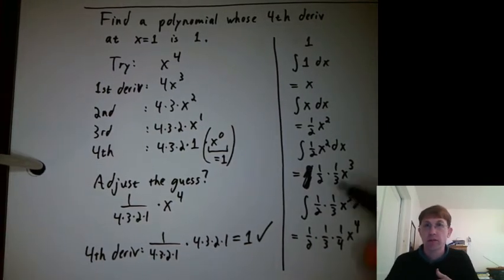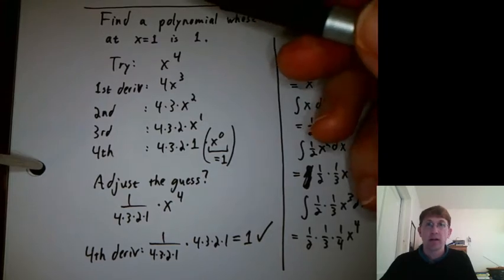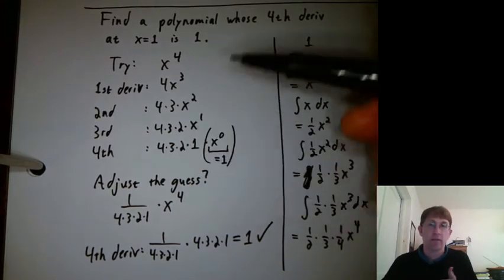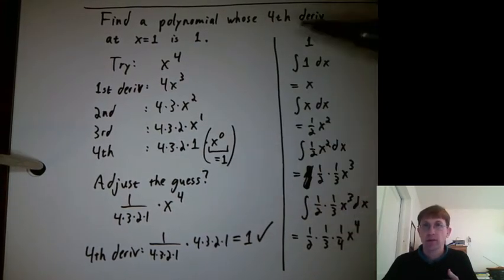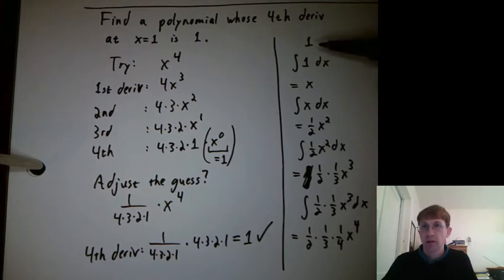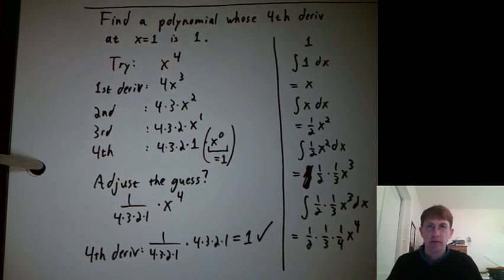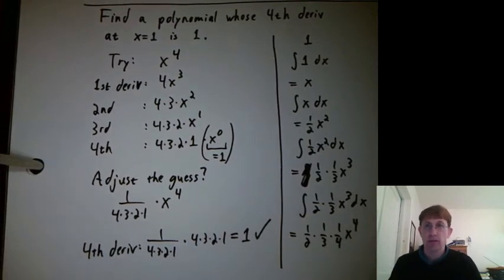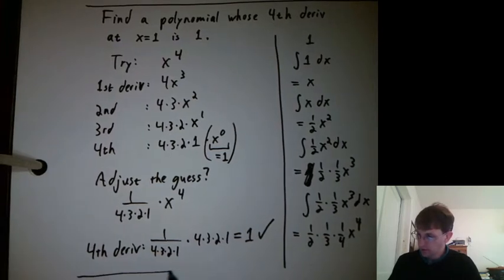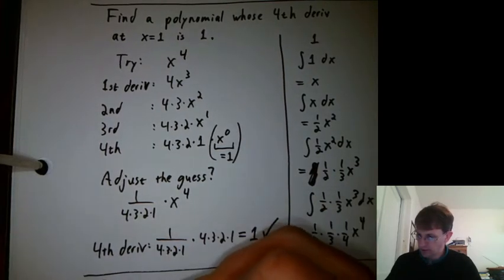So it works whichever way we think about it, saying let's try a guess and adjust it and take derivatives to make sure it works. Or we could start with what we want and take antiderivatives and we get the same thing. So you might be recognizing this 4 times 3 times 2 times 1, that's factorial, right? So let's remind ourselves of factorials.